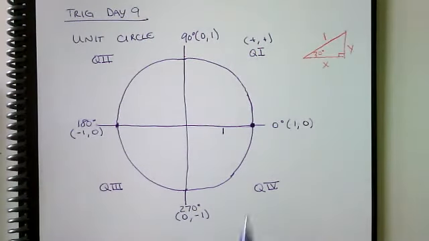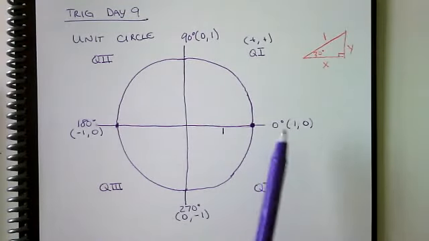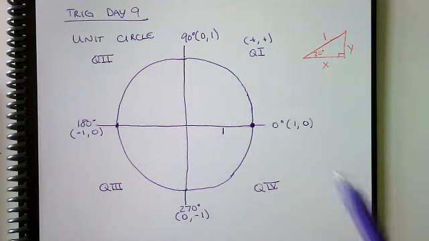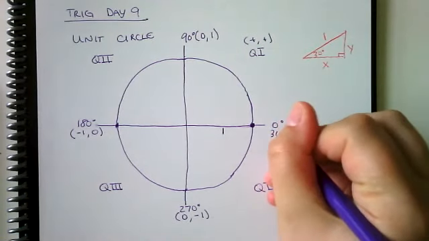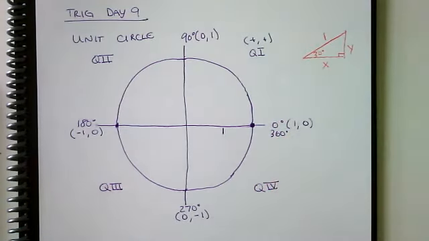So those are my four axes there, right? 0 degrees, 90, 180, and 270. And then this comes back again, 360 degrees. And if you want to keep going, you can. So again, we're going to focus on the first quadrant here.